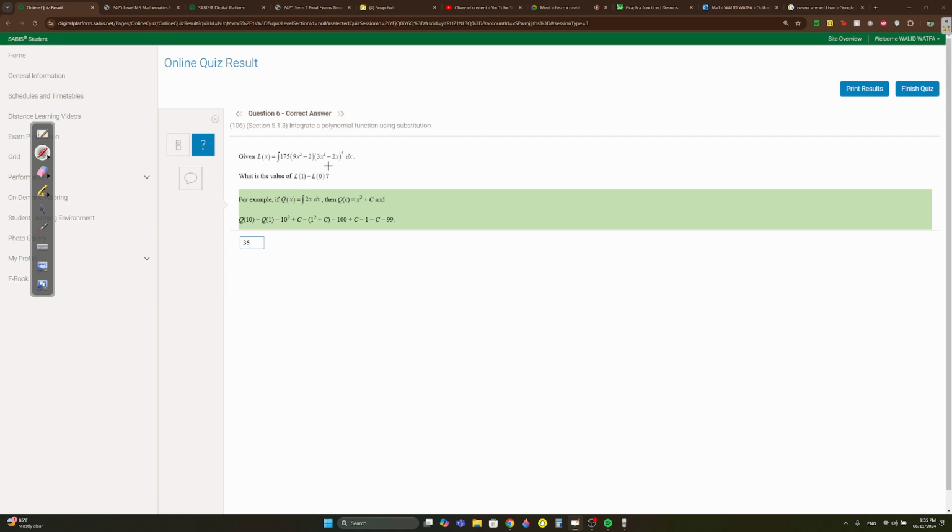Let's see. Integral of this, how do you find it? Whoa, that's a big one. It looks big, but it's not even that hard. The integral of 175 times (9x squared minus 2) times (3x cubed minus 2x) all to the power of 4, dx. You want to integrate this.